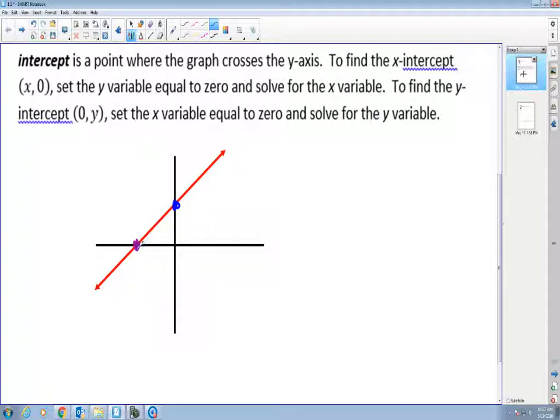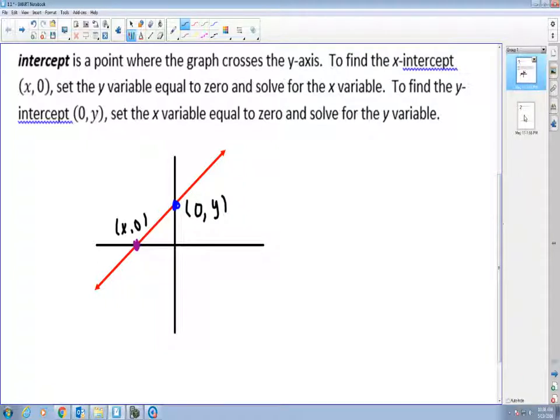Well, on the entire x-axis, all the y values are 0. So for my x-intercept, my job is to find the x value when we set the y value equal to 0. On the entire y-axis, all the x values are 0. So to find the y-intercept, I need to find the y value of my function and set the x value equal to 0. So that's the basic idea of how we can find the x and y intercepts.